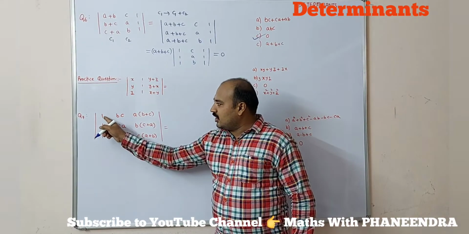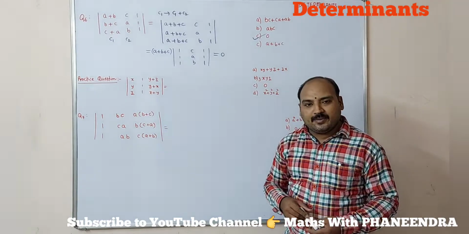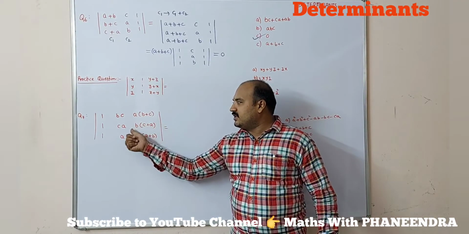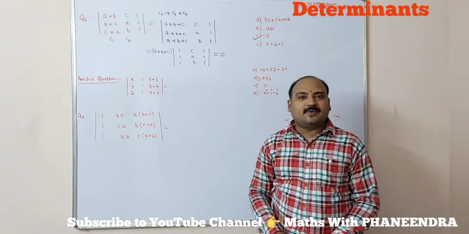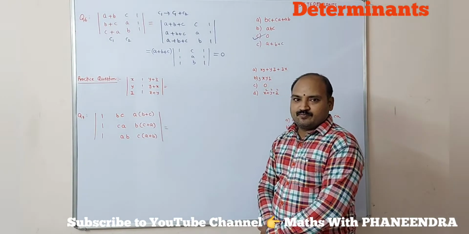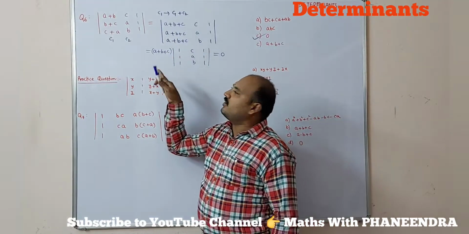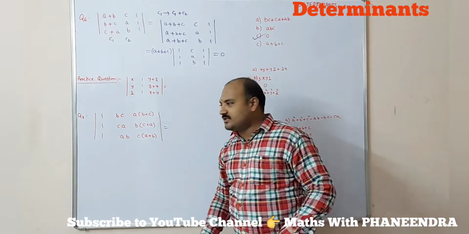In the first column 1, 1, 1. In the second column BC, CA, AB. In the third column A into B plus C, B into C plus A, and C into A plus B. Observe the logic here, students. This way, you have to get something common either in rows or columns.